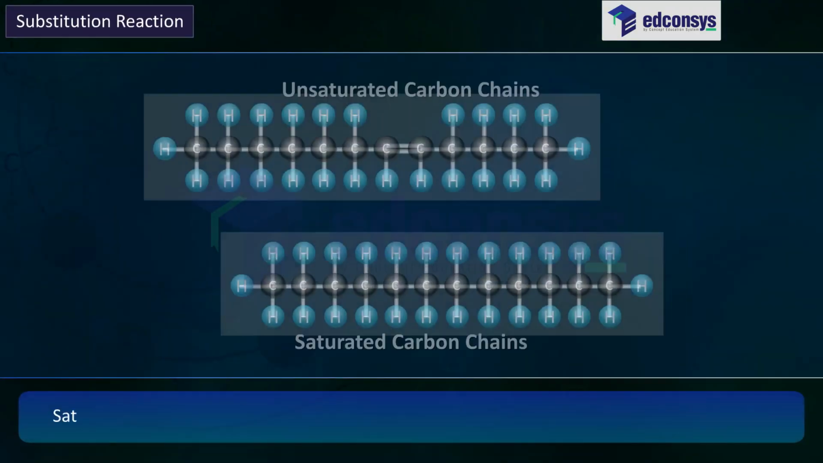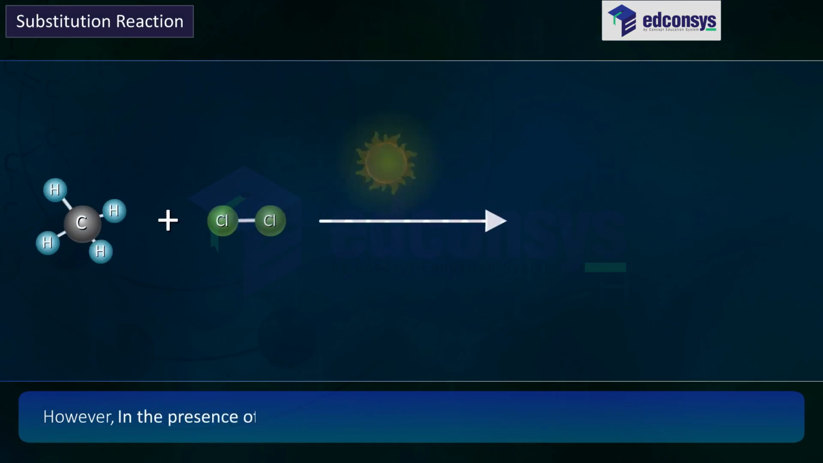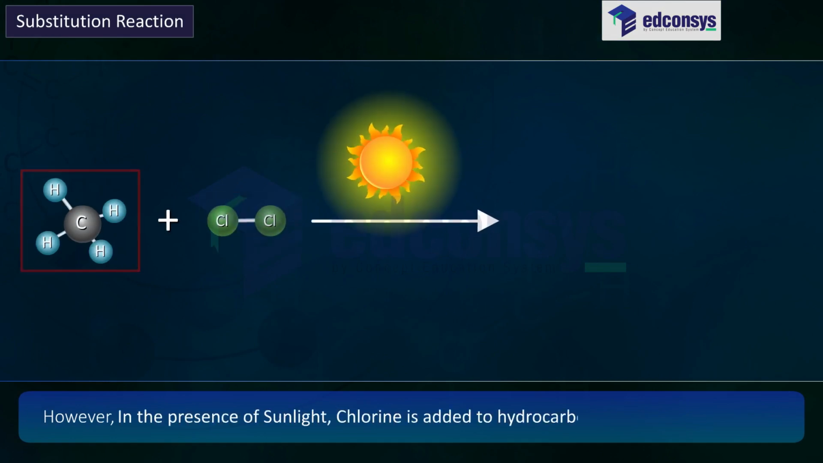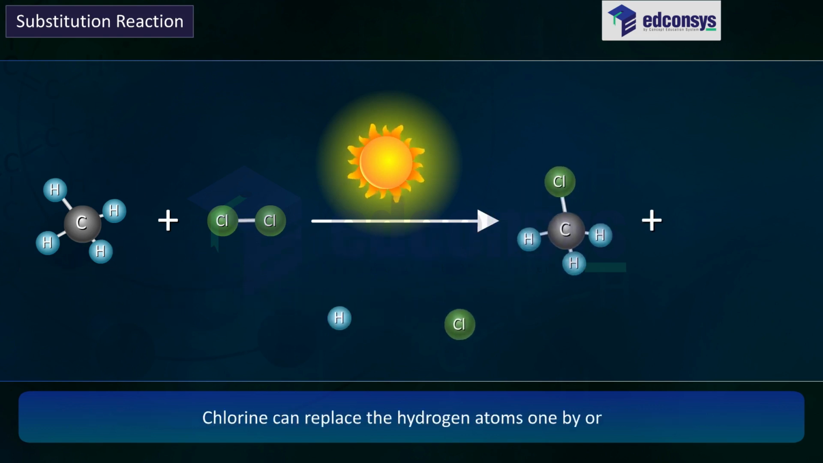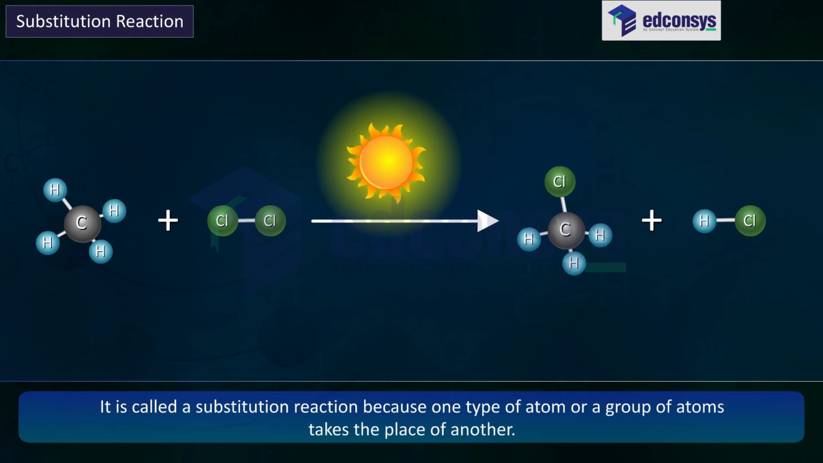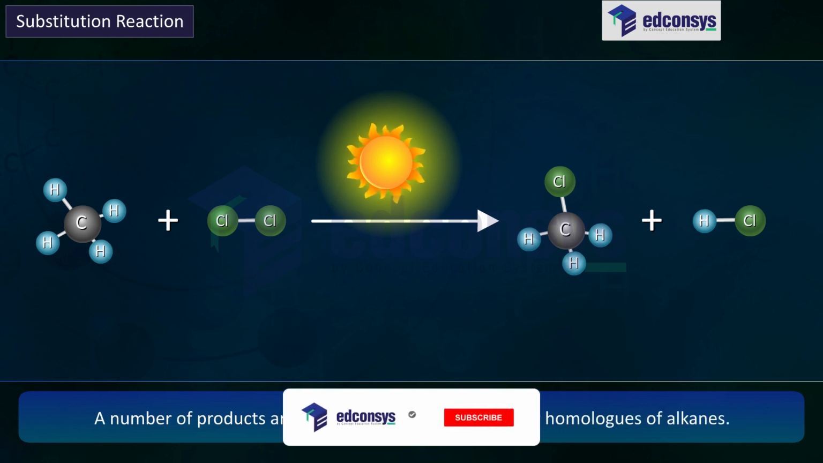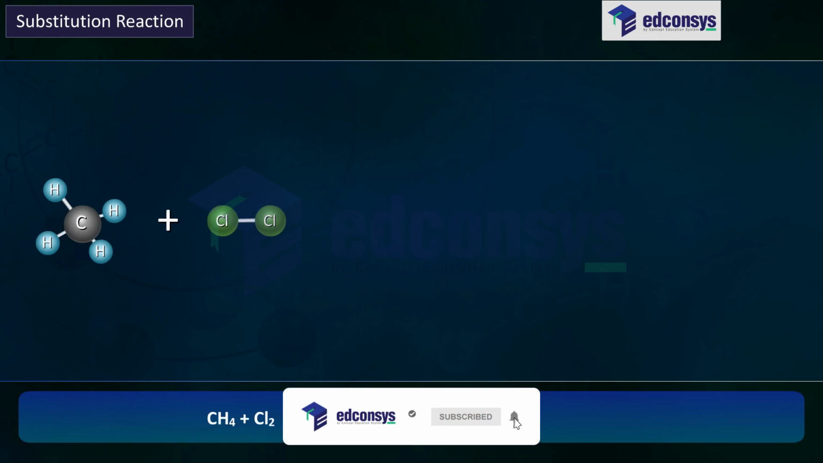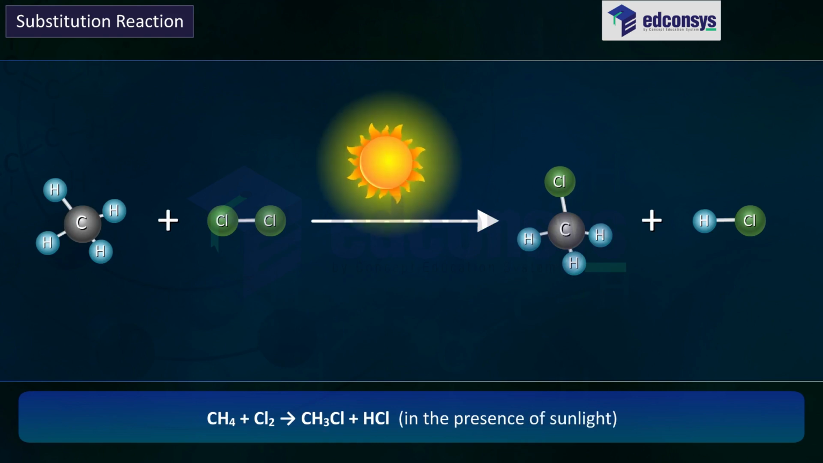Substitution reaction. Saturated hydrocarbons are fairly unreactive and are inert in the presence of most reagents. However, in the presence of sunlight, chlorine is added to hydrocarbons in a very fast reaction. Chlorine can replace the hydrogen atoms one by one. It is called a substitution reaction because one type of atom or group of atoms takes the place of another. A number of products are usually formed with the higher homologues of alkanes. CH4 plus Cl2 gives CH3Cl plus HCl in the presence of sunlight.